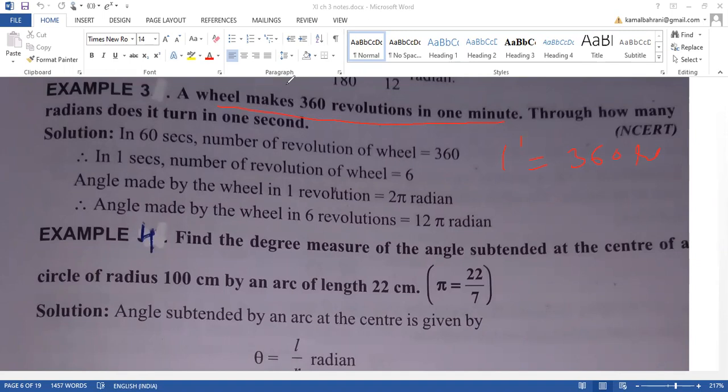So 360 revolutions in 1 minute. So in 1 second, you have to find, in 1 second, how many revolutions you will have?